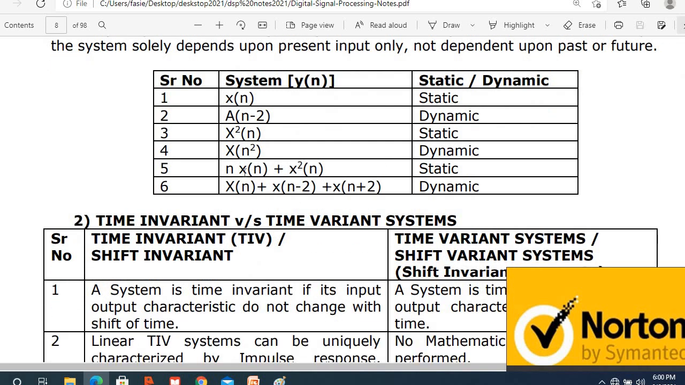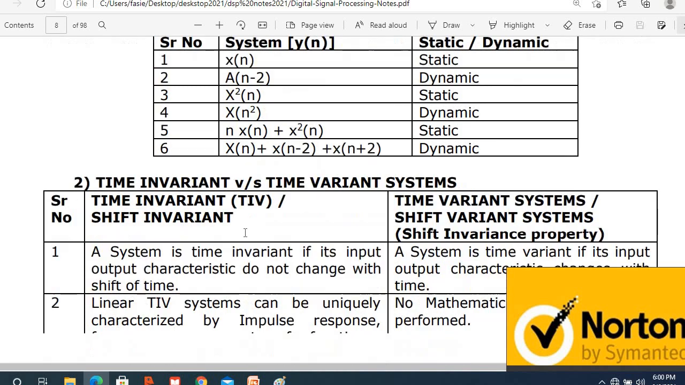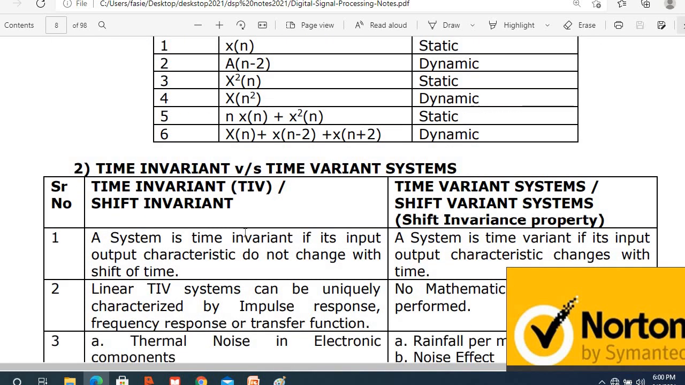Whereas over here, in the fifth example, n with x of n, we wrote with x square of n. So what is this value? We can say it is also static because we are not putting any function and we are not giving any kind of change to that particular function. Whereas in the sixth example, we can see that this is your static input, right? What about this? This is dynamic because it depends upon the past input. This depends upon the future input. So when we have this kind of combination, it is considered dynamic only. That means static plus dynamic systems is nothing but a dynamic discrete time system only.